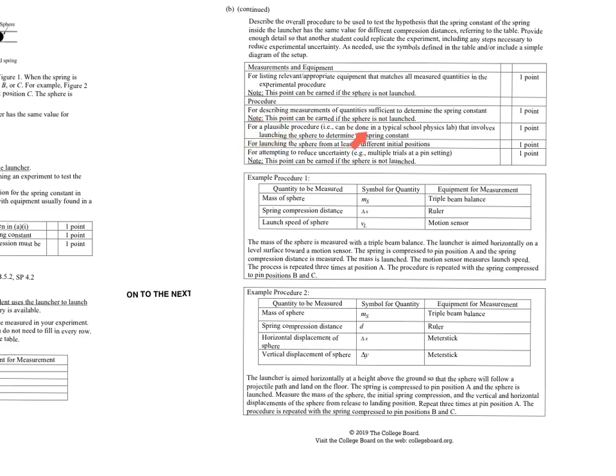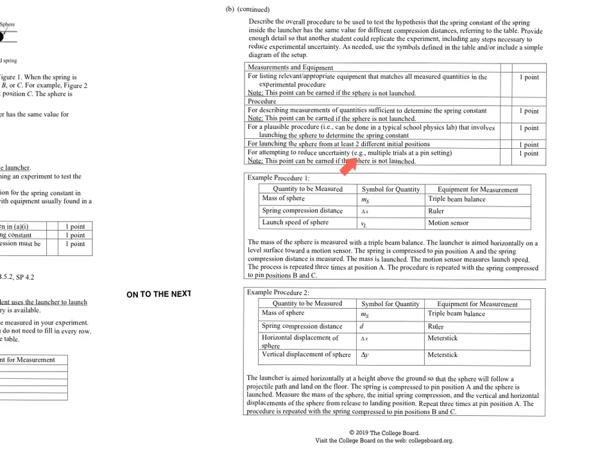For a plausible procedure that can be done in a typical physics lab that involves launching the sphere. So this is where you actually need to launch it to get these other points. And then saying from launching the sphere at these at least two initial positions. I would just say all three because you have them available. And then 1 point for attempting to reduce uncertainty. So multiple trials and getting an average, something like that, so that you indicate an experimental procedure that would cut down the error with just one data point.